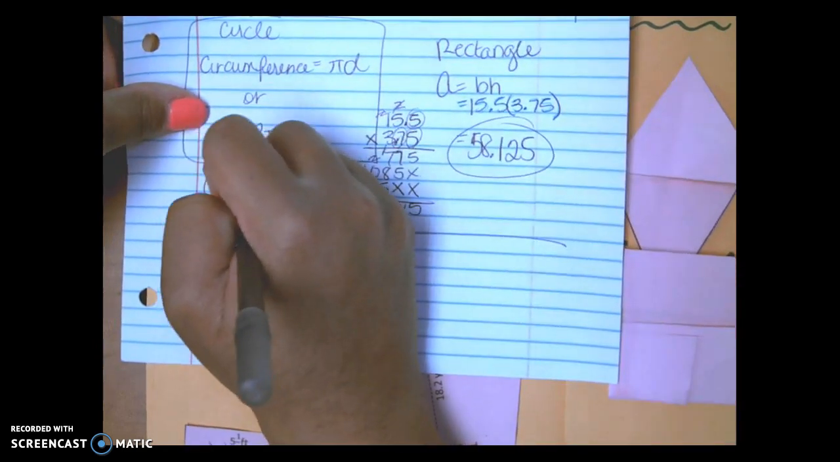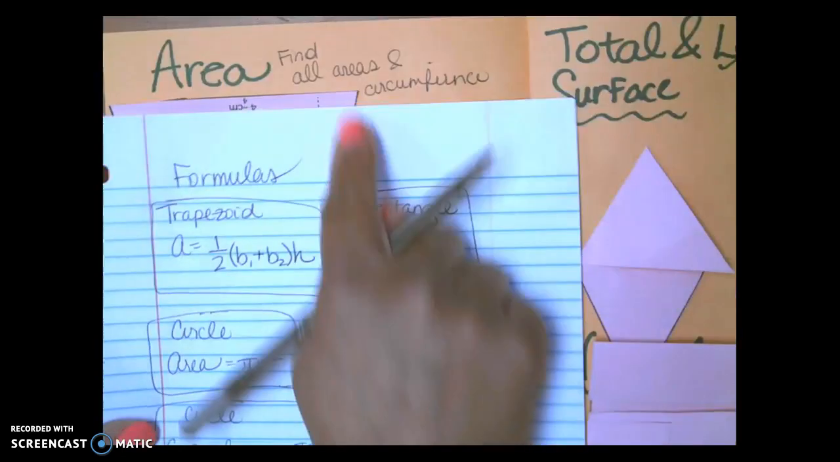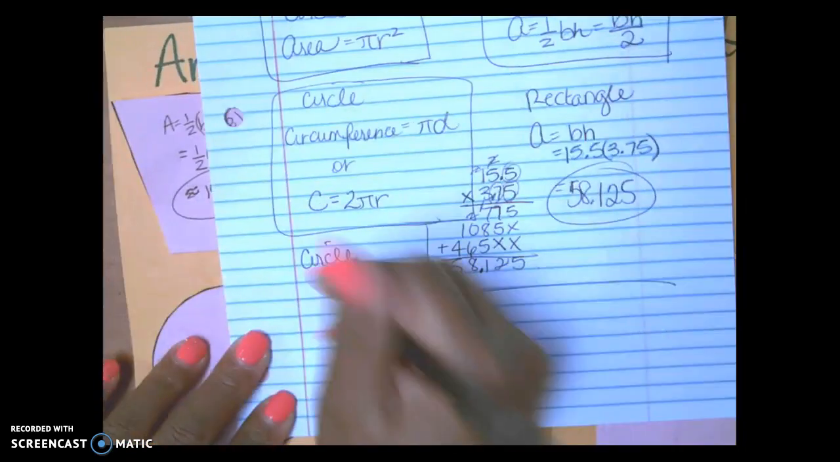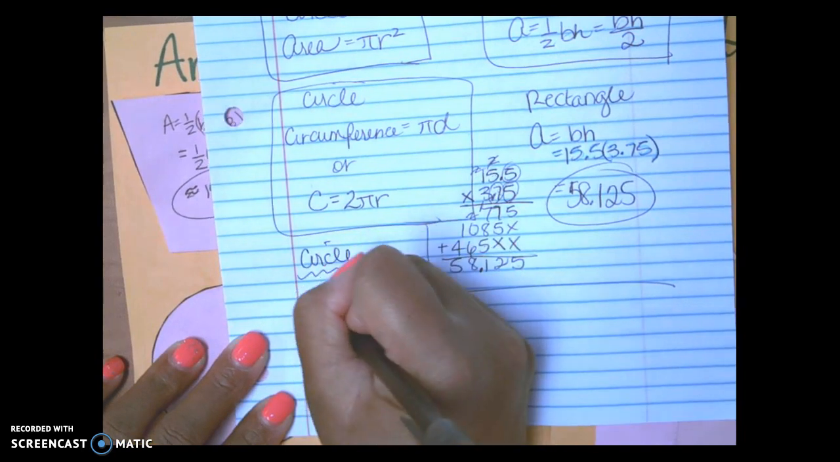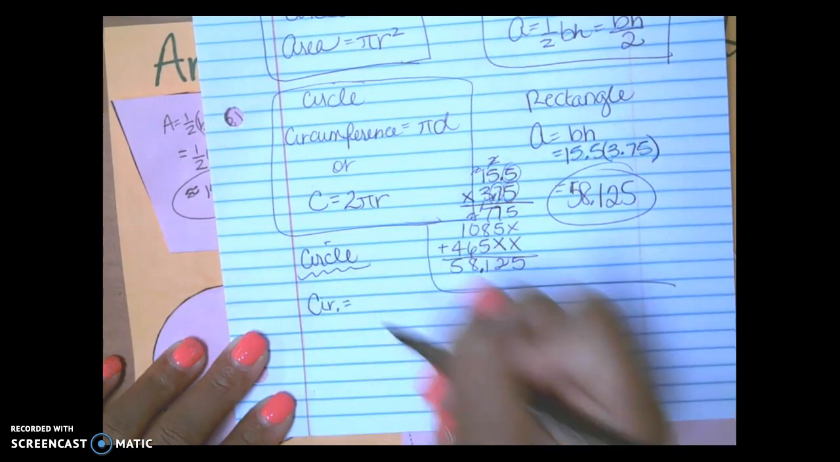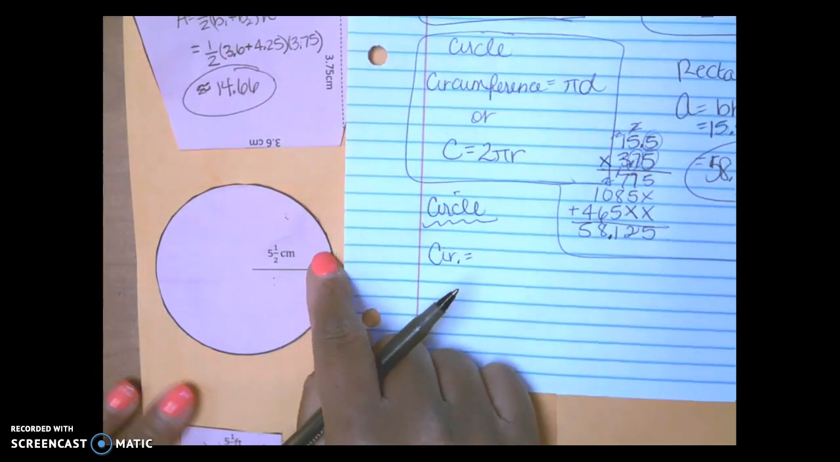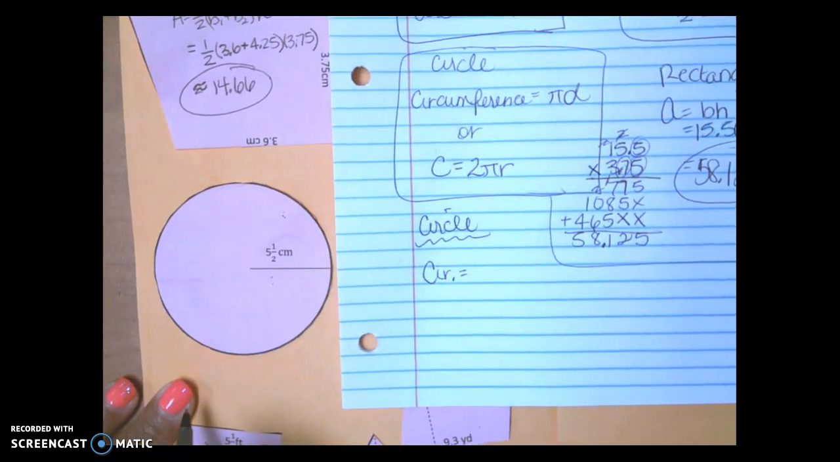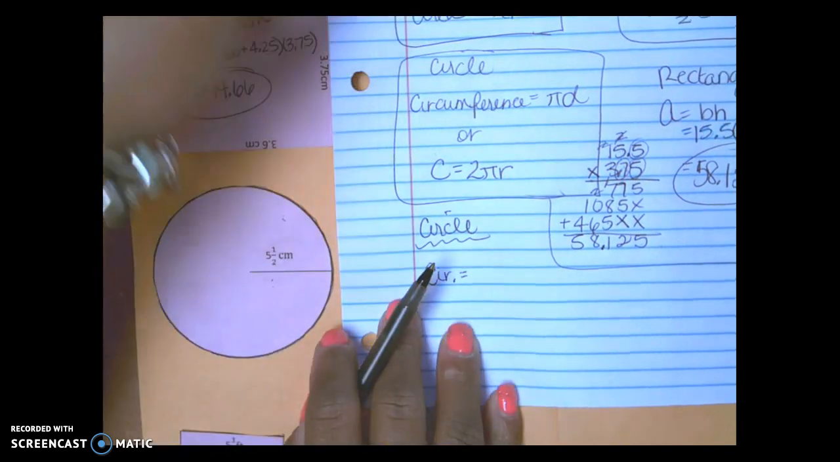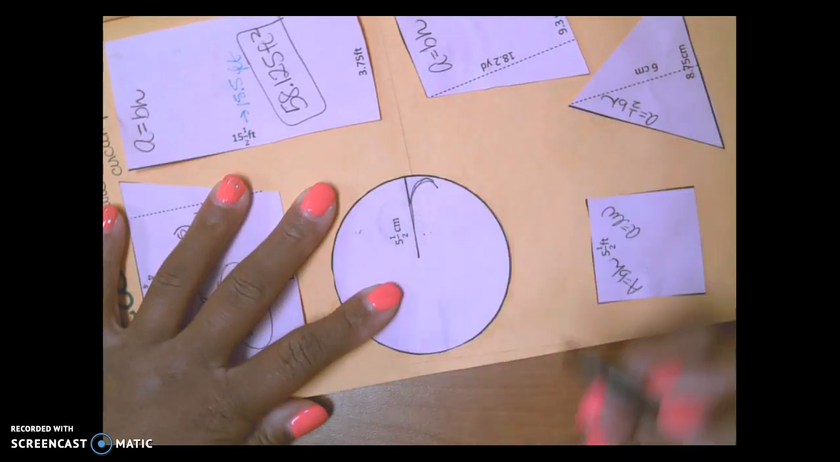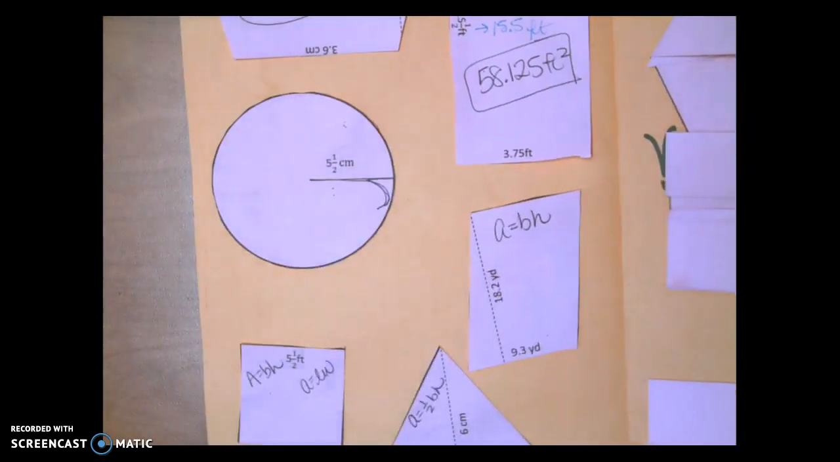Circle. What did I say you need to find for the circle? Area and circumference. Let's do something that's easy first by doing the circumference. What do I have here? Can I make an R or a D with this? R. If I turn my circle to the side, it makes an R. Okay? R is for radius.